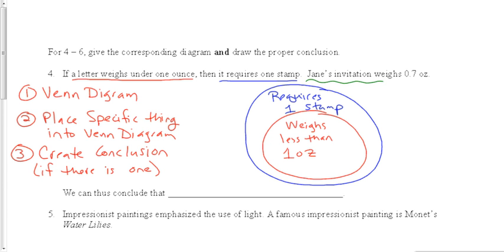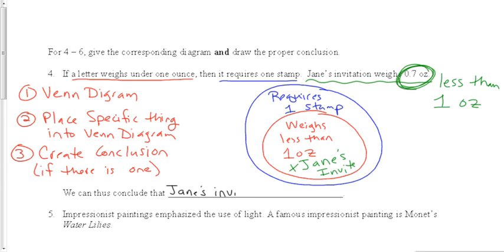Step 2, I'm going to place the specific thing. So my specific thing that I'm placing is Jane's invitation. So I need to figure out, where does Jane's invitation go in this diagram? Well, the weight of this invitation is 0.7 ounces, and that is less than 1 ounce, which means Jane's invitation is going to go inside the red circle. So I have Jane's invite goes right inside my red circle. So now I just need to write down my conclusion. So once Jane's invitation is inside the circle that weighs less than 1 ounce, Jane's invitation is also inside the circle that requires 1 stamp. So I now know that Jane's invitation requires 1 stamp.